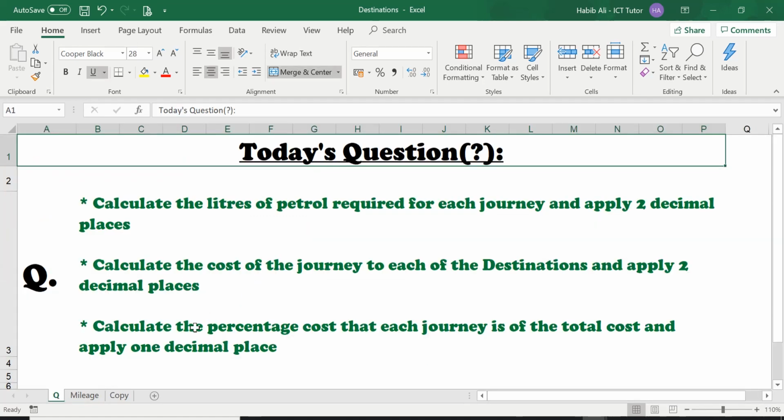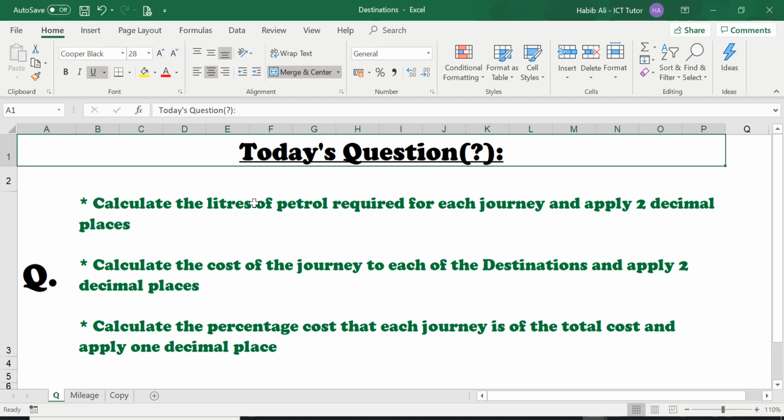So we have three questions. The first one is asking us to calculate the liters of petrol required for each journey and apply two decimal places. Calculate the cost of the journey to each of the destinations and apply two decimal places. Calculate the percentage cost that each journey is of the total cost and apply one decimal place.